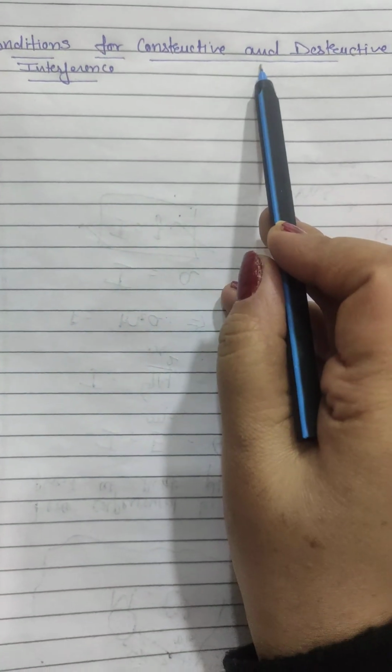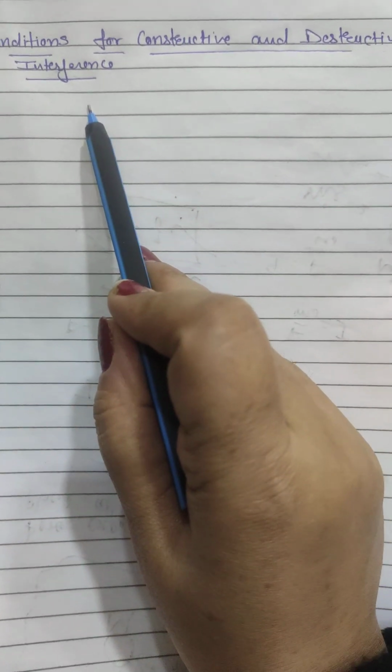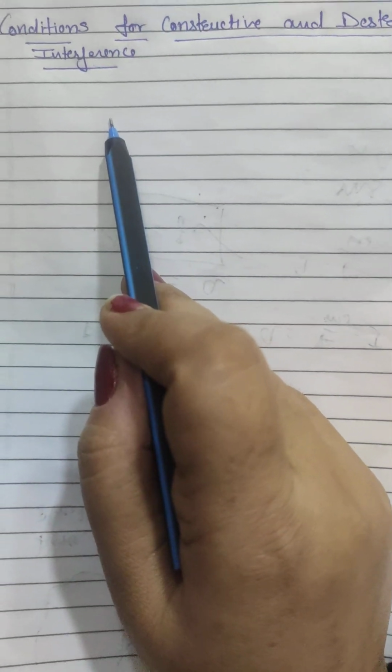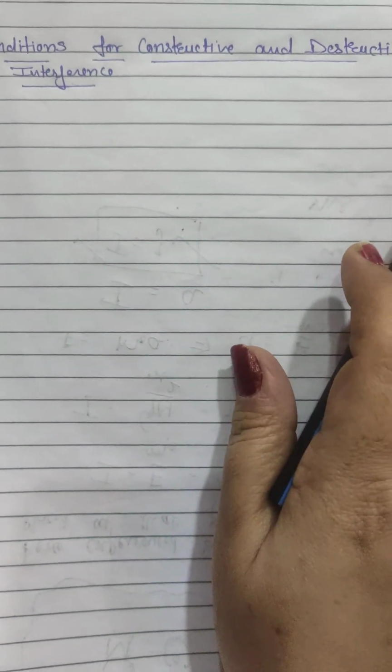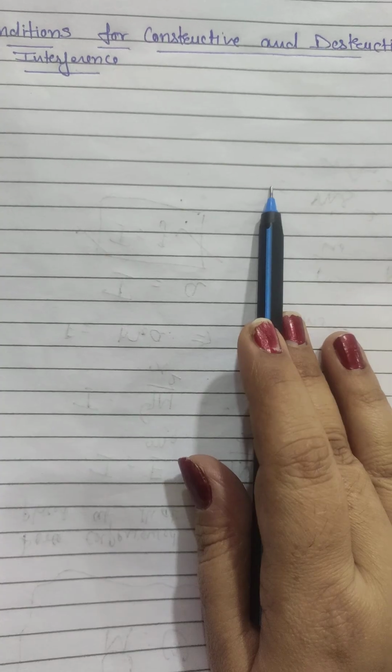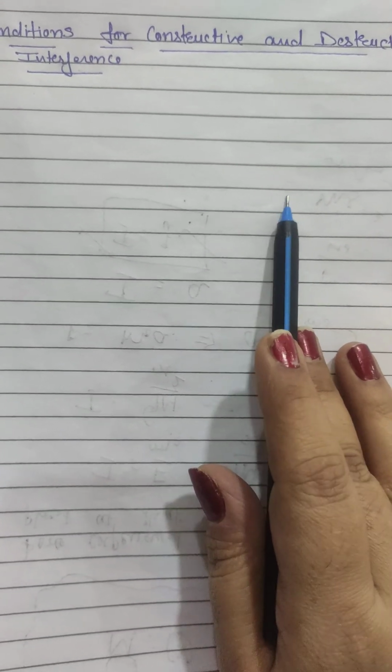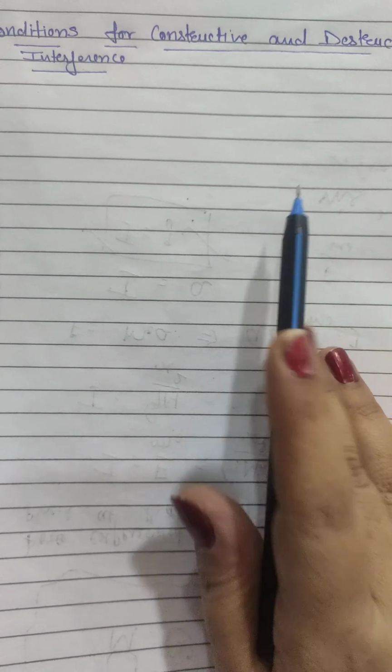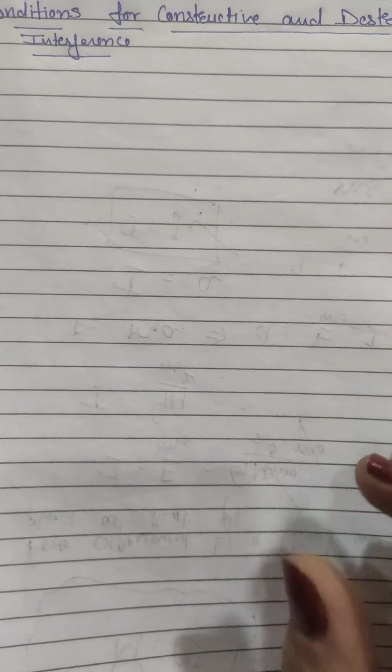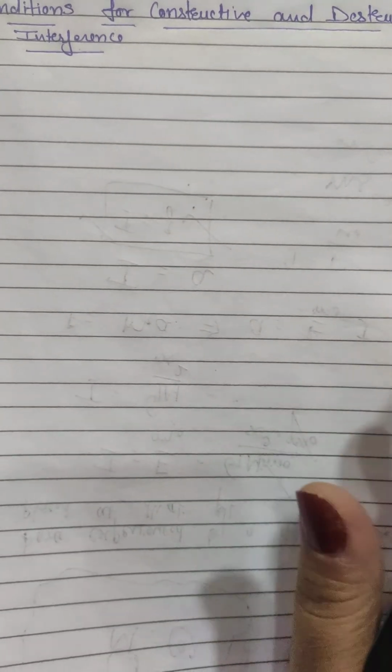Conditions for constructive and destructive interference. This is a very important topic. Now let us derive the conditions for constructive and destructive interference. We know that for interference the essential condition is that the two sources should be coherent, and that they should have a constant phase difference or no phase difference.